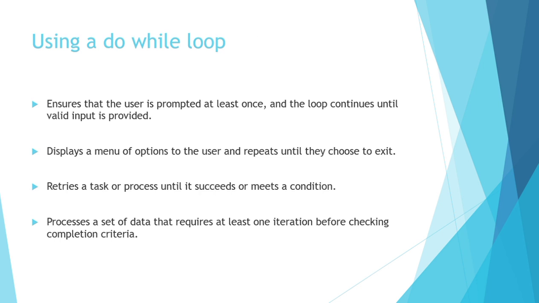The do-while loop is ideal for scenarios where a block of code must execute at least once before checking a condition. Common use cases include user input validation, menu-driven programs, retry mechanisms, game loops, and authentication attempts. For instance, it can repeatedly prompt a user for valid input or retry a task until it succeeds.